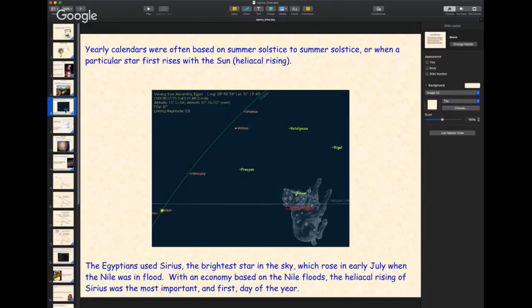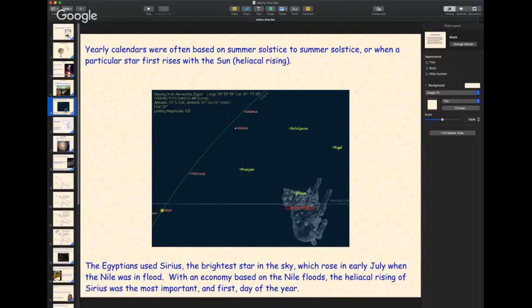And with an agricultural economy, again going back to that, when that agricultural economy is based on Nile floods, this made the heliacal rising of Sirius the most important day of the year. And so at the time of the Egyptians, when Sirius rose with the sun, that was their January 1st, if you like. It was the first day of the year.